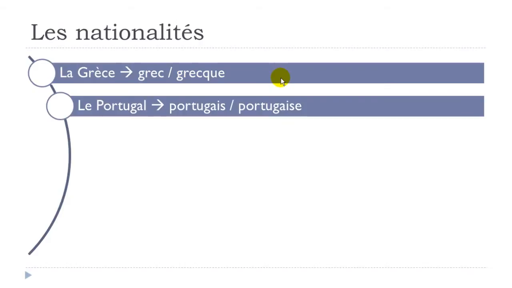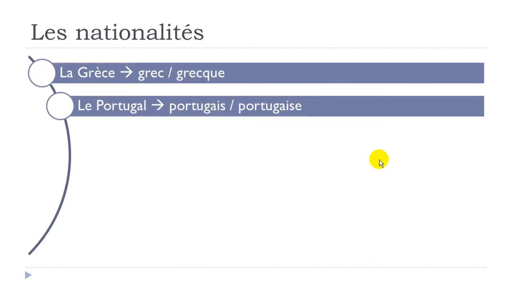Le Portugal. Portugais, portugaise. Listen carefully. The only difference between the two, as usually when we have nationalities ending with A-I-S, and then the feminine form, A-I-S-E, will be only in this Z sound. Masculine, portugais, you don't pronounce the S. Feminine form, portugaise, you pronounce this Z sound.